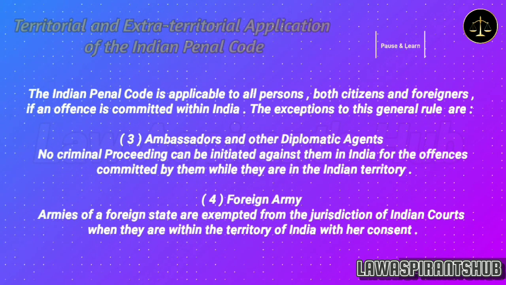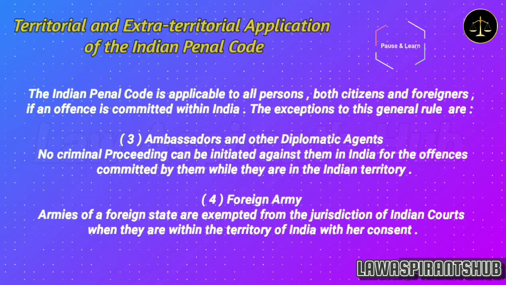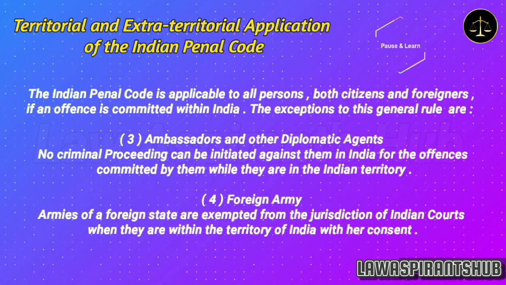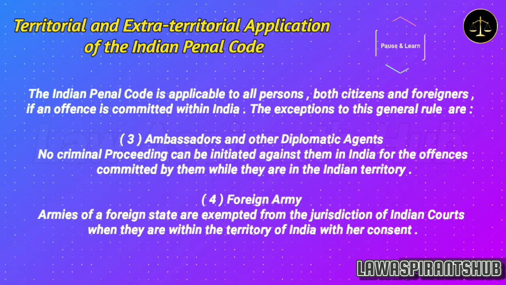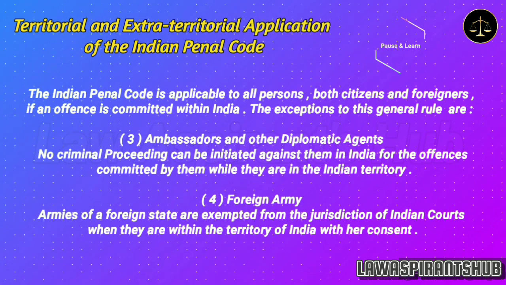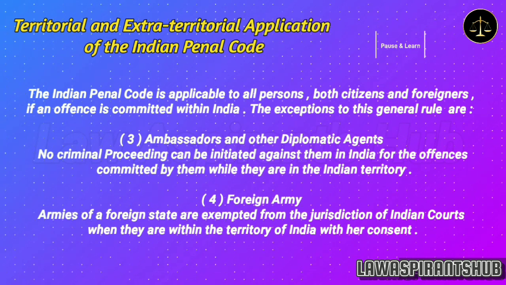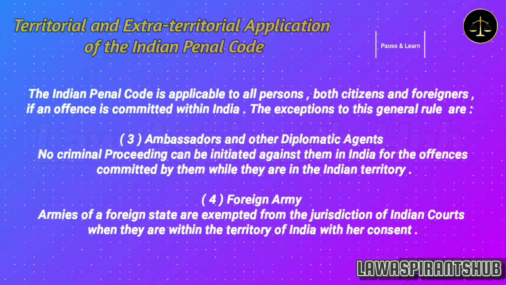3. Ambassadors and other diplomatic agents. No criminal proceeding can be initiated against them in India for the offences committed by them while they are in the Indian territory. 4. Foreign army. Armies of a foreign state are exempted from the jurisdiction of Indian courts when they are within the territory of India with her consent.